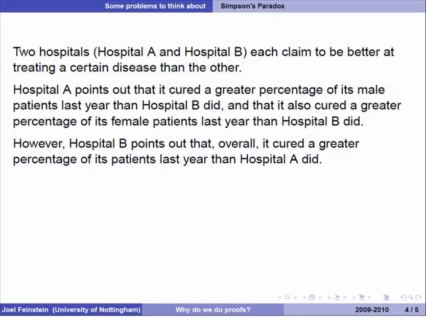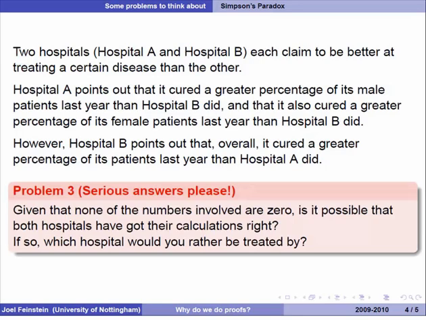Both hospitals had some men and some women, non-zero numbers, visiting with this condition and treated them. Everybody you visited was either a man or a woman. So no trick answers, no trick question. Given that none of the numbers involved are 0, is this actually possible? Must one of the hospitals have made a mistake? If it is possible, which hospital would you rather be treated by?